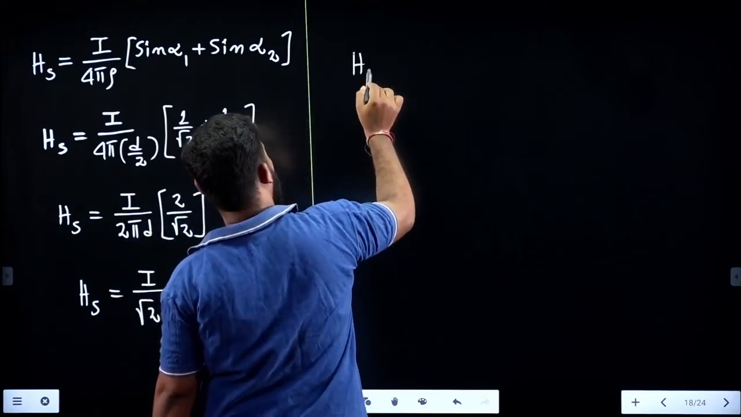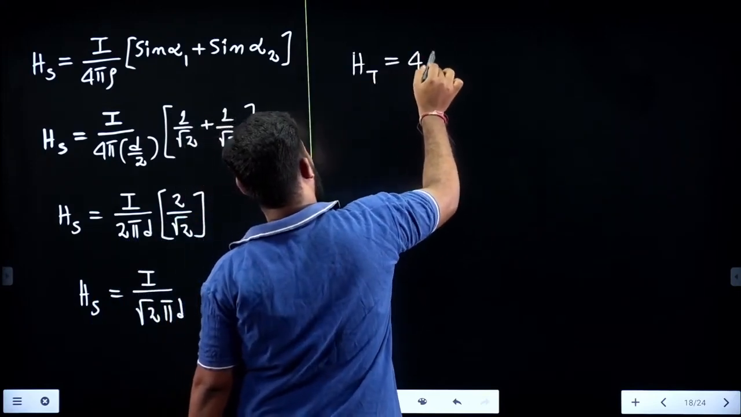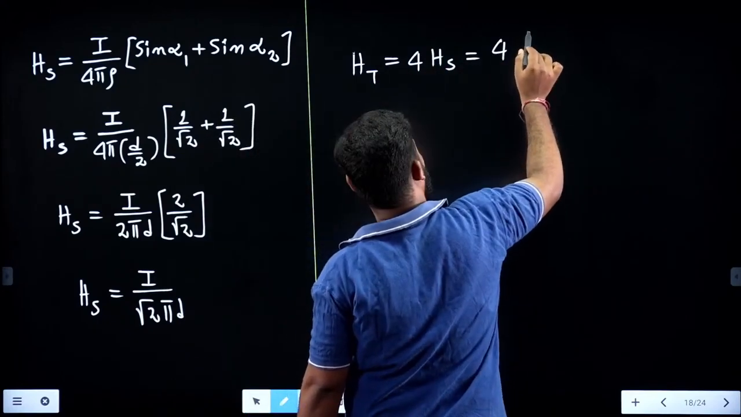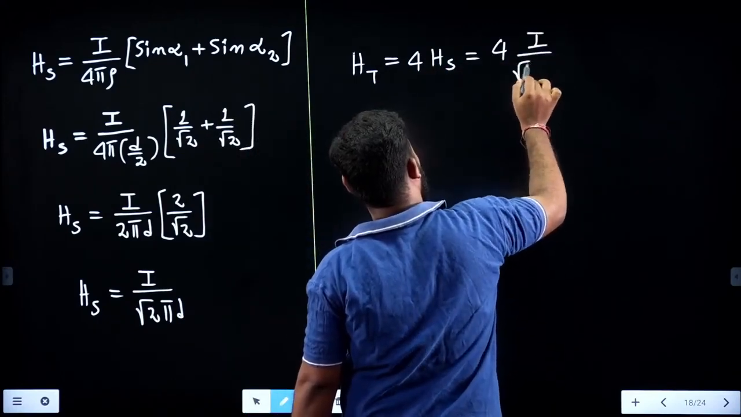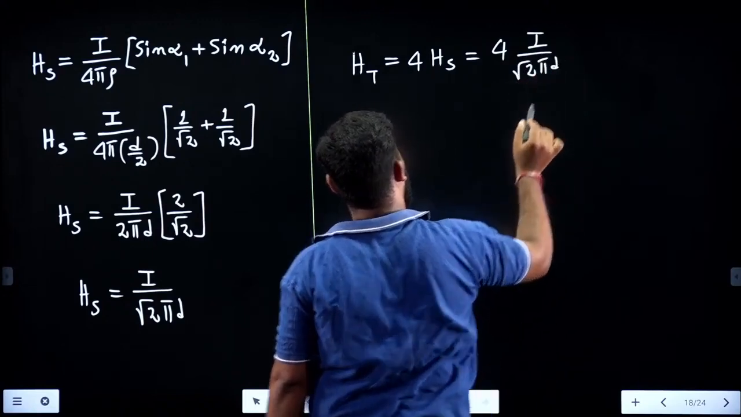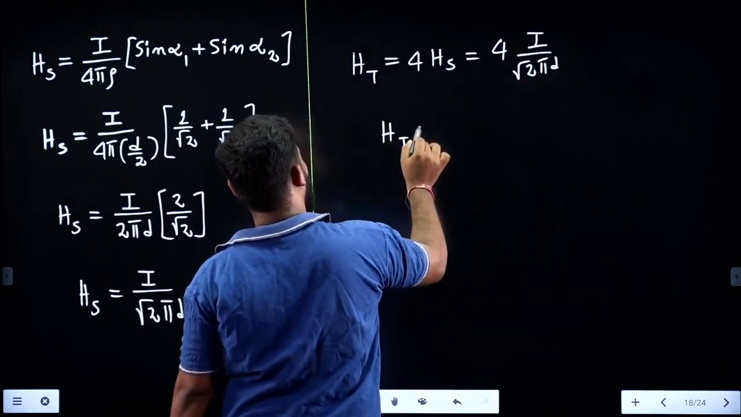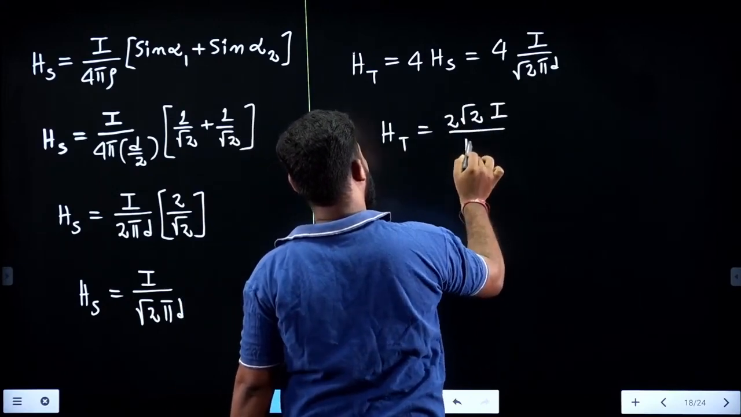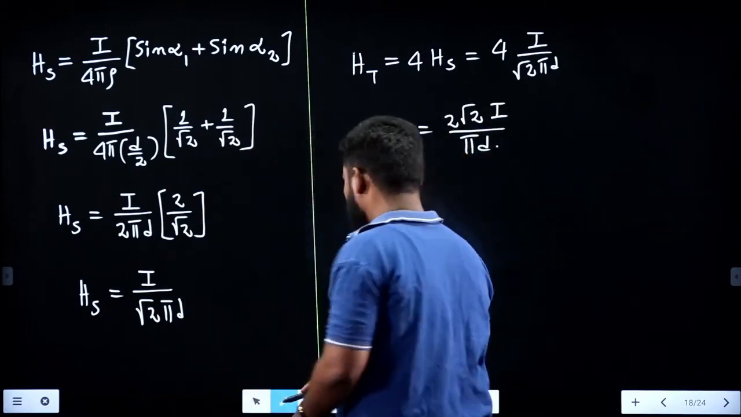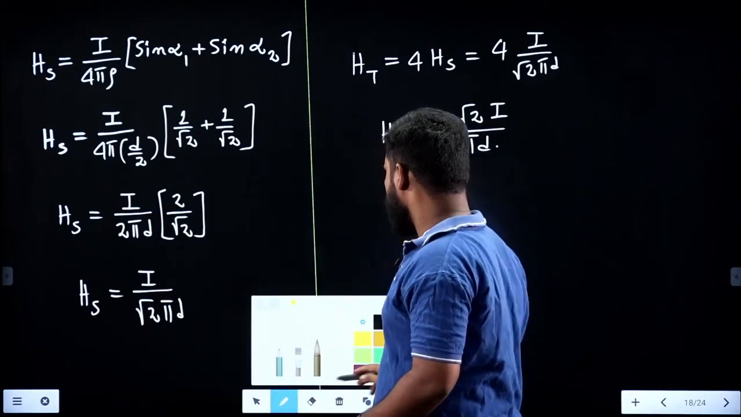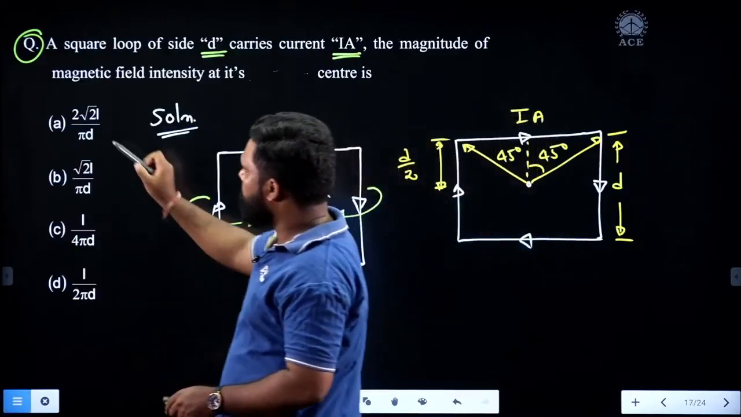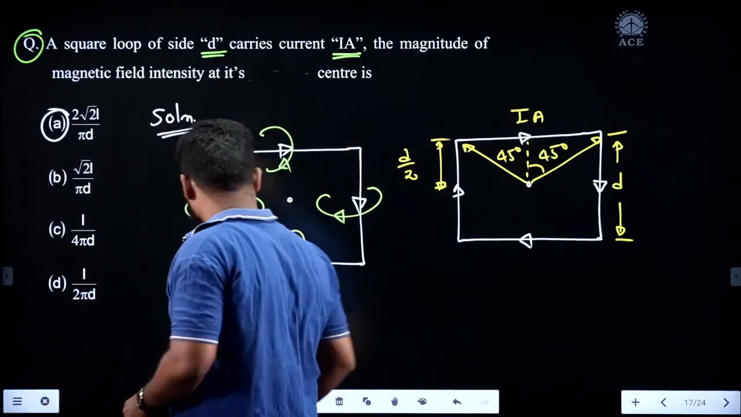So H total is equal to 4 into Hs, which is equal to 4 into I divided by root 2 into pi. So H total is equal to 2 root 2 I by pi d. Let me go back here, 2 root 2 I by pi d. So option A is the answer.